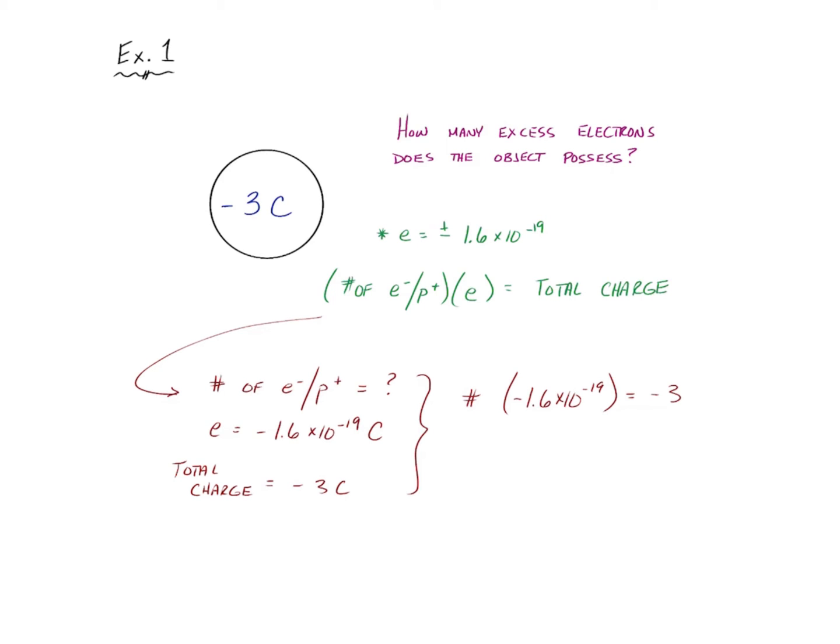So I have to be very careful with my algebra, but if I divide both sides by the elementary charge, I get -3 divided by -1.6 times 10 to the -19th, which I do have to put in parentheses so that I divide properly. And we should find that the excess number of electrons is 1.875 times 10 to the 18th extra electrons. So I have 1.875 billion billion more electrons than protons.